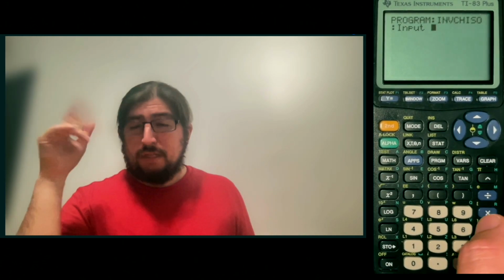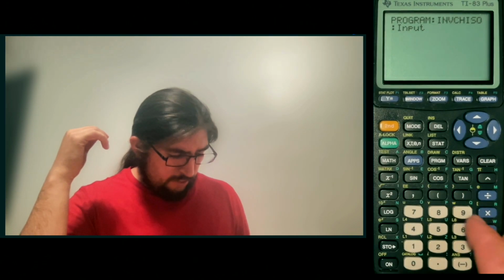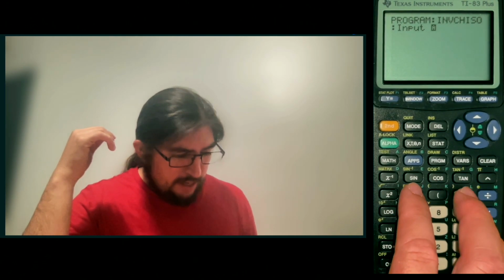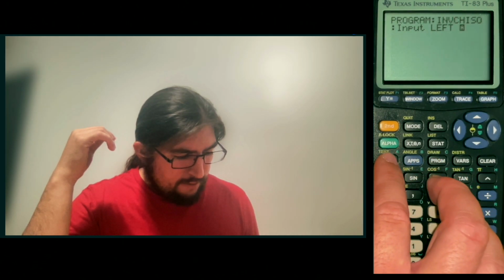So we're going to input 2 things. We're going to input the area to the left. So I'm going to press second alpha to lock the green, so all the characters are green. So let's do left area. So there we go. That's left, and then space is right here. Area.